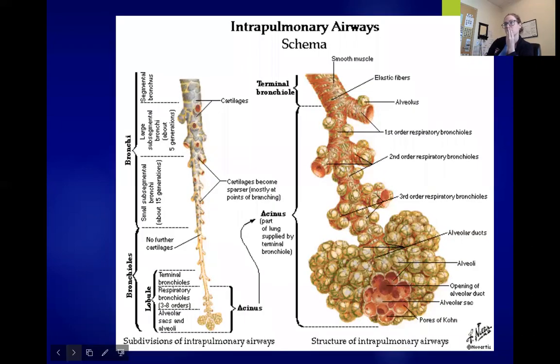So this is just a quick schematic taking you back to probably first year medical school, looking at the intrapulmonary airways. And this will become important as we go through the lecture to know what we're talking about, the different parts of the lungs.